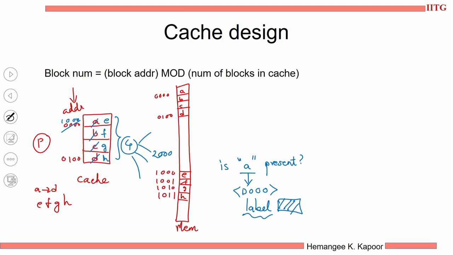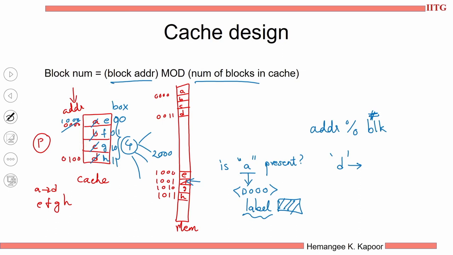So how do we identify where A should sit? If I say bring F, how will you know to keep F in the first box, the second box, or the third box? Which box in the cache should an address go to? Given an address, you need to identify which box within the cache it is destined for. You simply take that address and mod it with the number of blocks in the cache. So this is the formula: take the block address, modulo the number of blocks in the cache, and you will get the value.